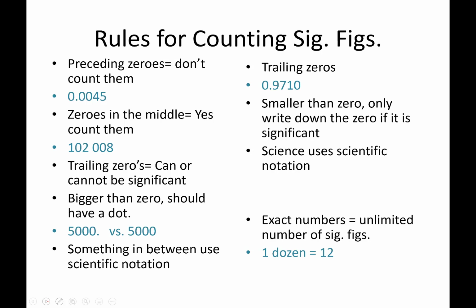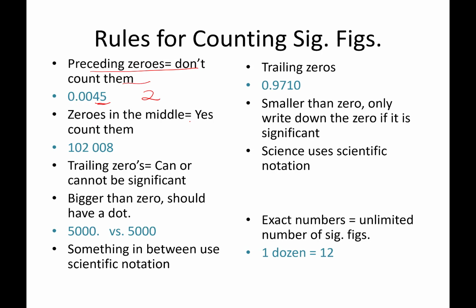There are rules for counting sig figs, and when is this important? As we continue our mathematics with converting units and density and other things here in this class, we'll practice this as we do our calculations. But here are some of the rules for counting sig figs. Preceding zeros don't count. They're just placeholders. So for example, in this one, there are only 2 significant figures. These others are just placeholders.